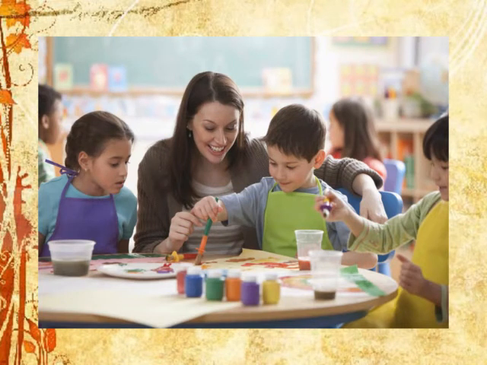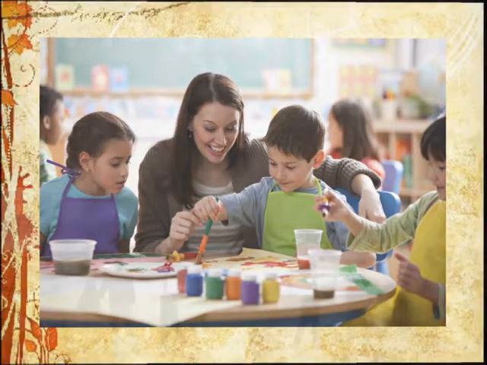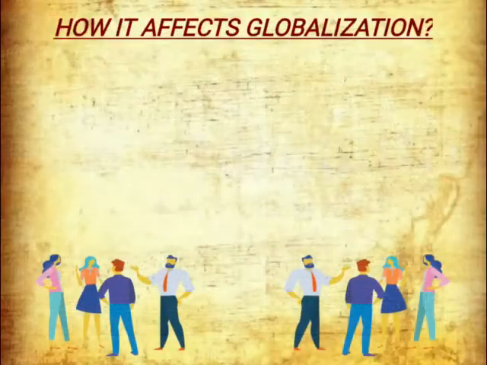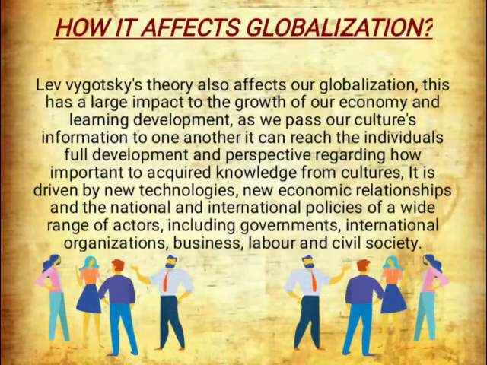Scaffolding refers to a process in which a teacher or an adult models how to solve a problem and then steps back to offer support as needed. In Vygotsky's theory, it shows that an individual's process of learning is dependent, and we all know that change is constant in our society. Hence, as our environment changes, it also affects the process of learning that we used to have.